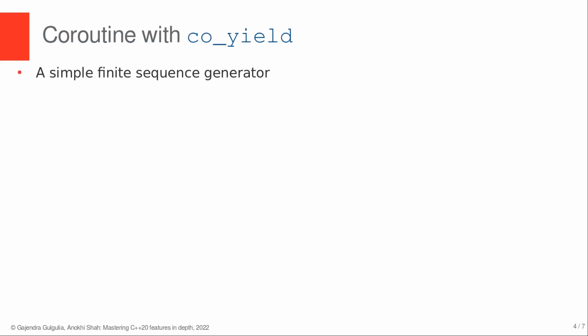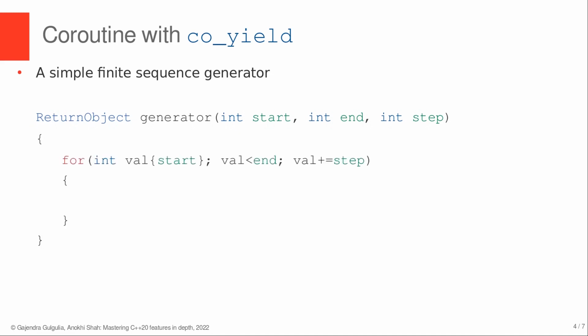In this lecture, I will show how to create a simple finite sequence generator with co_yield that suspends the coroutine after the value has been processed. Let's call this coroutine generator; it takes in start, end, and step values as arguments, and as usual returns the return object. Within the body, there is a simple for loop that iterates till the loop counter variable reaches the end value. In the body of the loop, we would like to return the loop counter variable to the caller of the coroutine and suspend the coroutine.